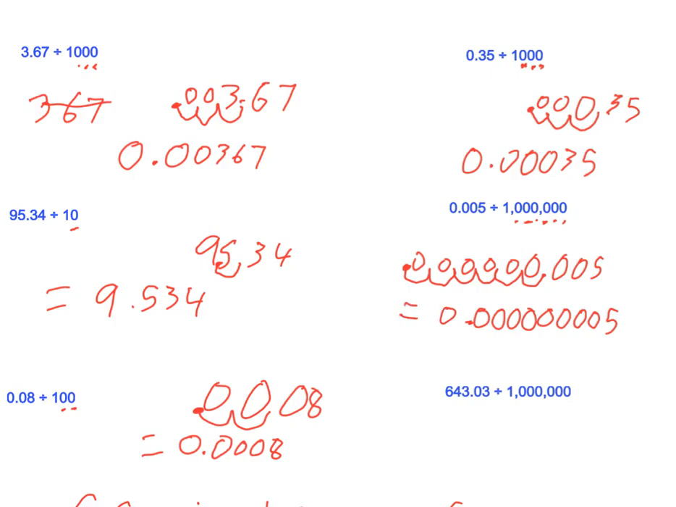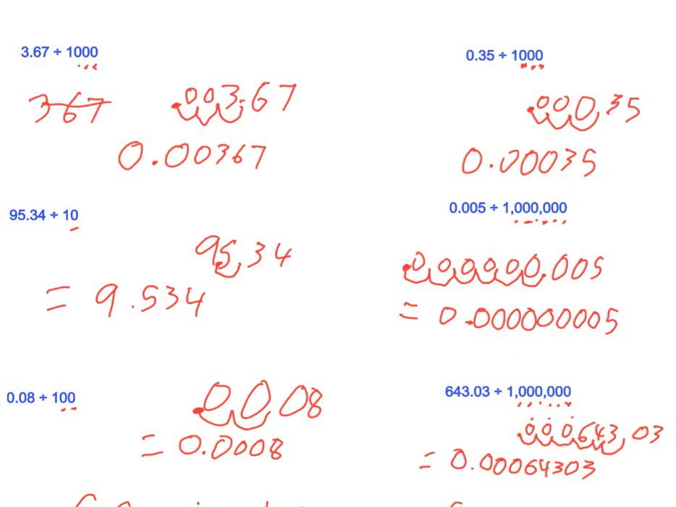There's your answer. And last one, again dividing by a million, so I know that there's 6 zeros, but I'm counting them anyways. I write my 643.03 and I will count 6 to the left. 1, 2, 3, 4, 5, 6. And when I count it, that is 3 zeros before 643. So my answer will be 0.00064303. And don't forget my 0 at the front.